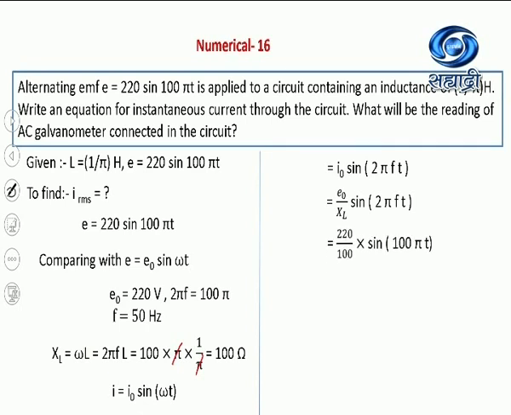Now E naught is 220. XL we have calculated, that is equal to 100 ohm. So I is equal to 2.2 into sine of 100 pi t.